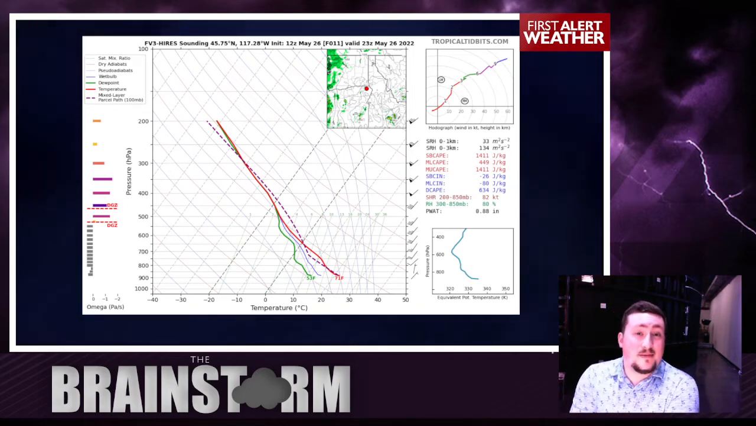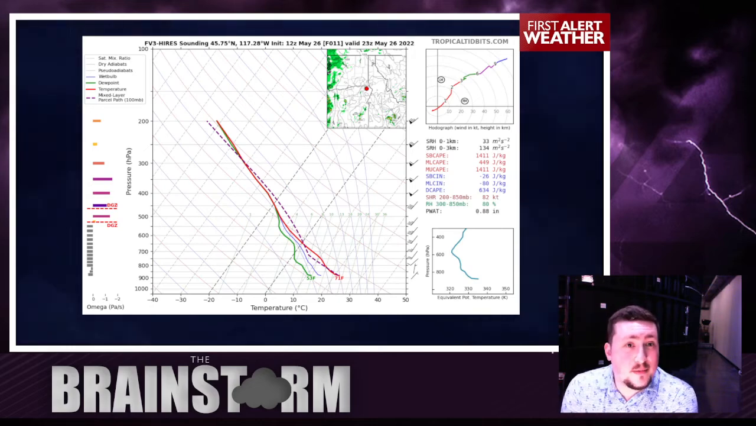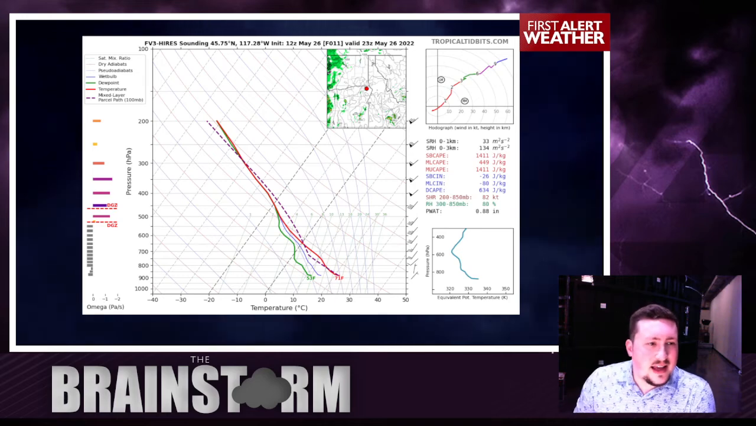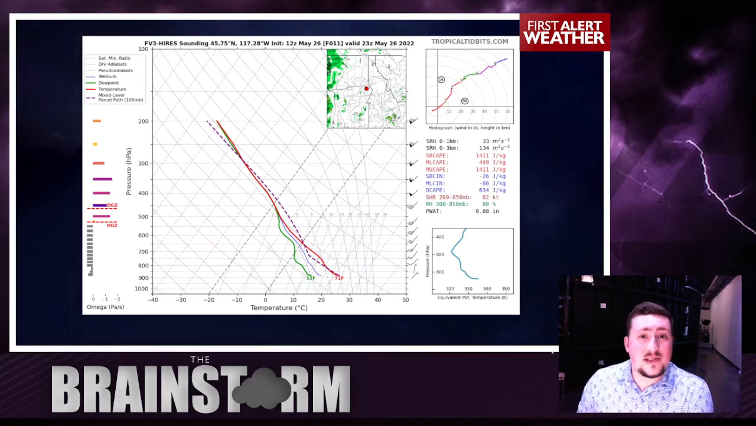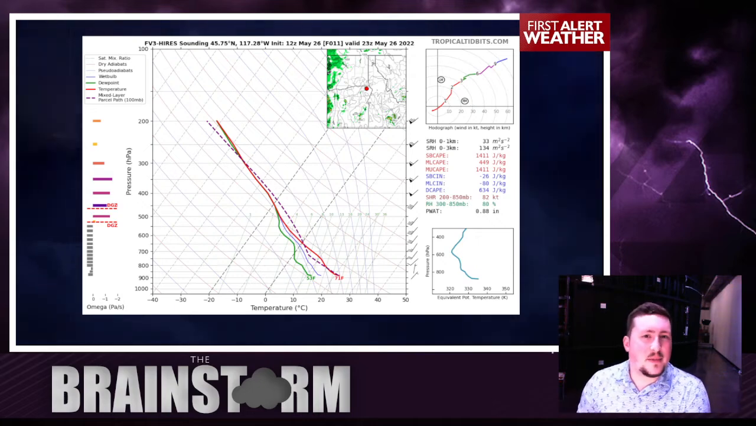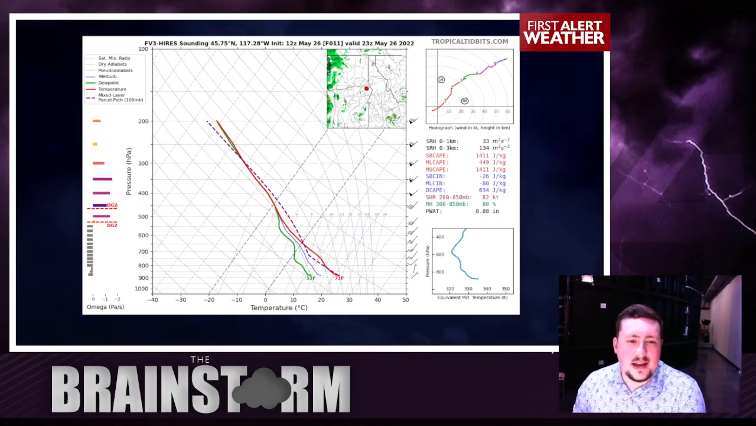So what will actually happen remains to be seen, but we are pretty confident we're going to see some thunderstorm activity. And these are one of the ways that we can forecast thunderstorms days in advance and make sure that people know that some nasty weather is on the way.